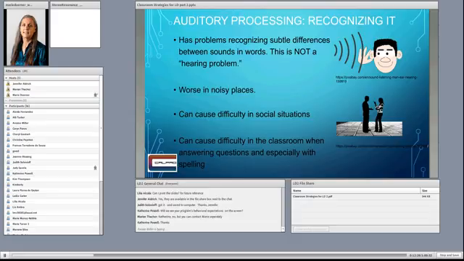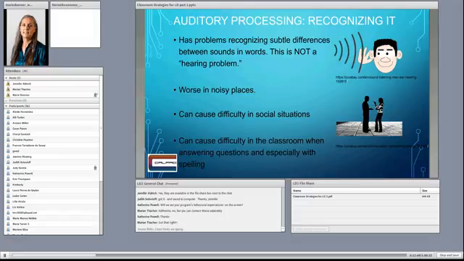Generally, our auditory processing decreases as we get older. I think it's called cocktail party syndrome, and it makes it really difficult when you're at a cocktail party to know what anyone's saying. You have to sort of go out on the balcony. It can cause difficulty in social situations.